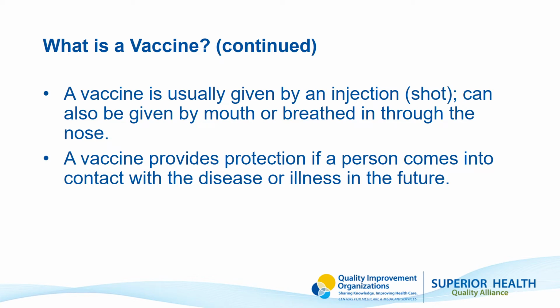What is a vaccine? Continued. Next, a vaccine is usually given by an injection or shot. Vaccines can also be given by mouth or breathed in through the nose. This helps make vaccines very accessible for everyone. And last but not least, a vaccine provides protection in the future if a person does come into contact with a disease or illness that they were vaccinated against.